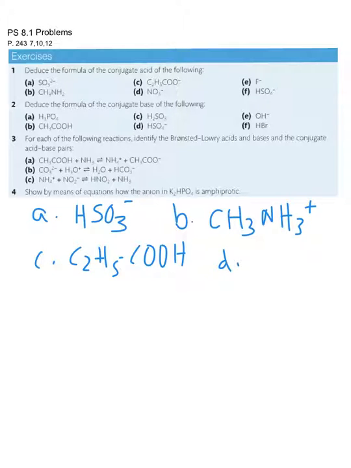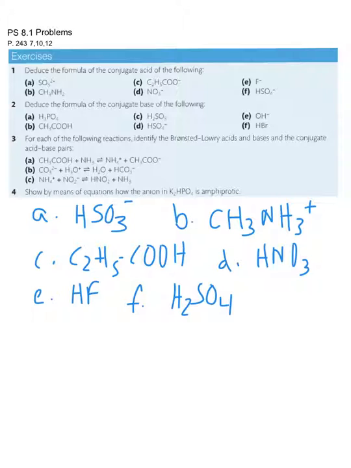D, I have NO3, so this will become HNO3 with no charge. E, I would become HF with no charge. And F, HSO4 is going to become H2SO4 with no charge. So those would be the conjugate acids for question number 1. And I'm going to pause here and erase these, so go ahead and pause yourself if you need some time with this.